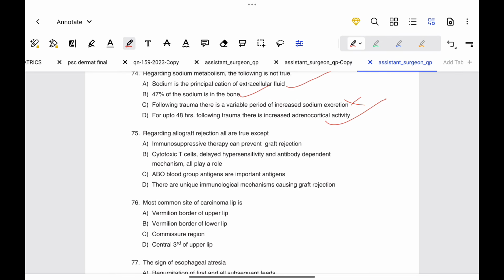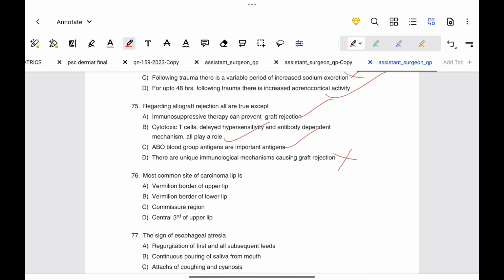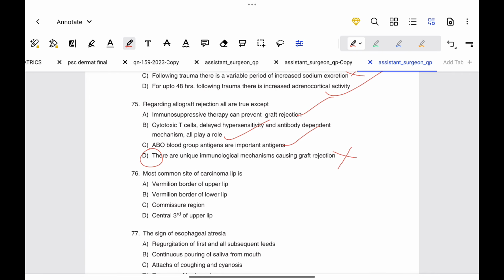Regarding allograft rejection, all are true except: immunosuppressive therapy can prevent graft rejection. Correct. Cytotoxic T cells, delayed hypersensitivity, and antibody dependent mechanism all play a role. Correct. ABO blood group antigens are important antigens. Correct. There are unique immunological mechanisms causing graft rejection. This is wrong. Answer is option D.